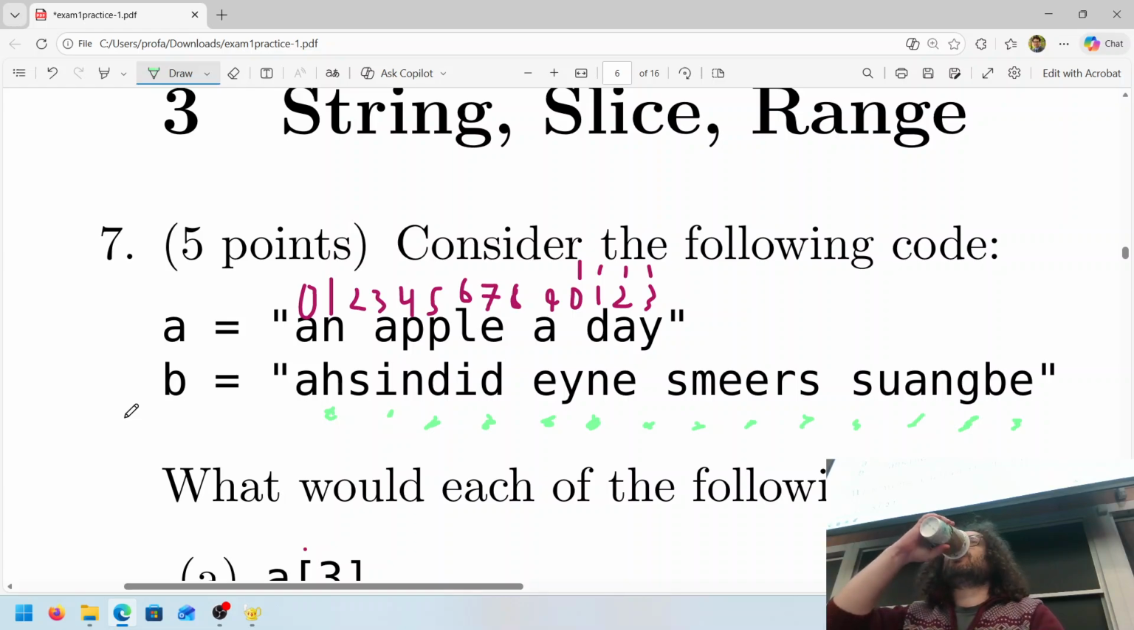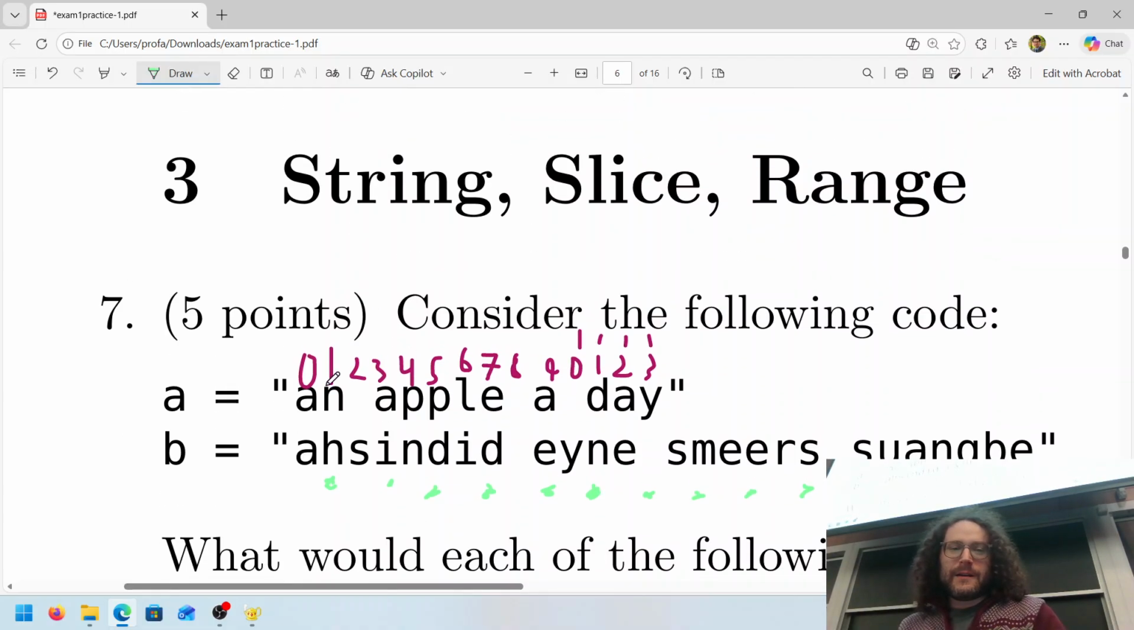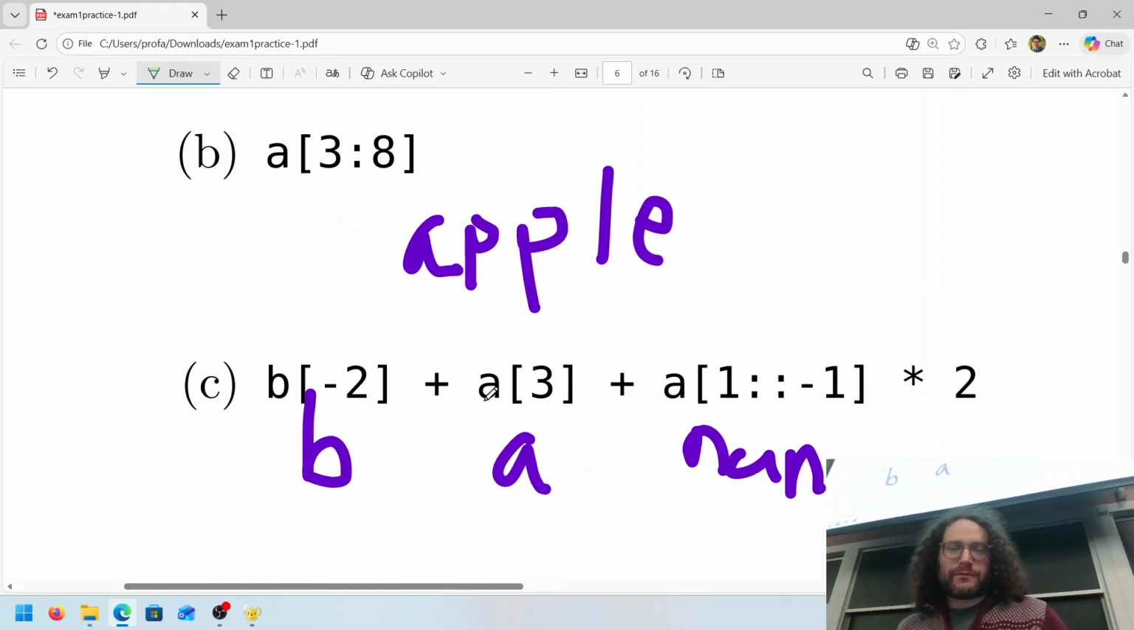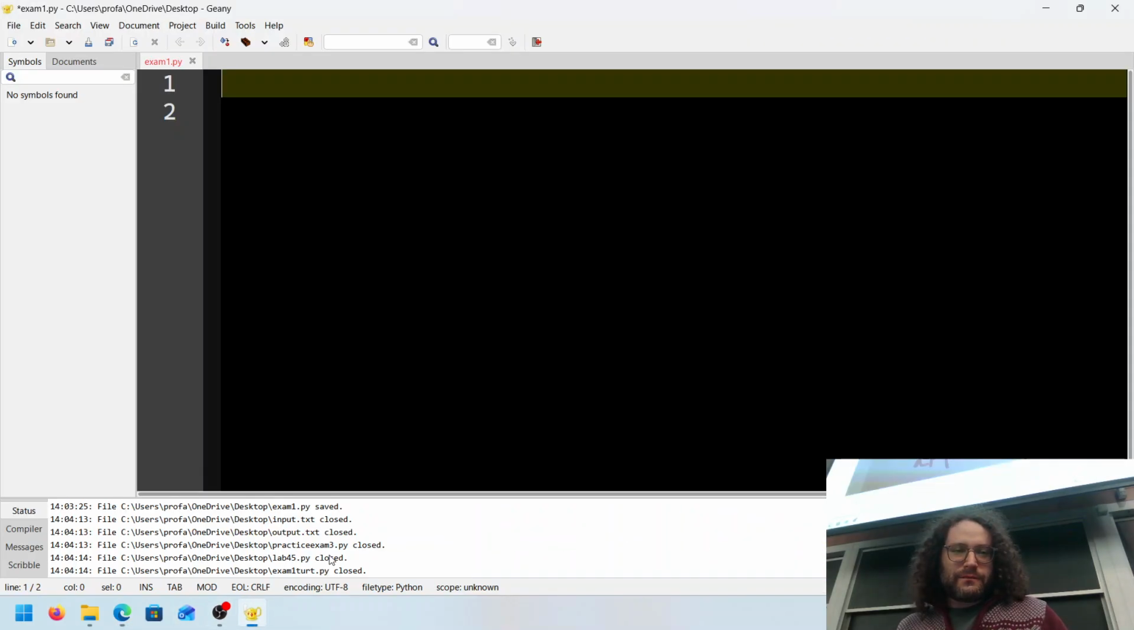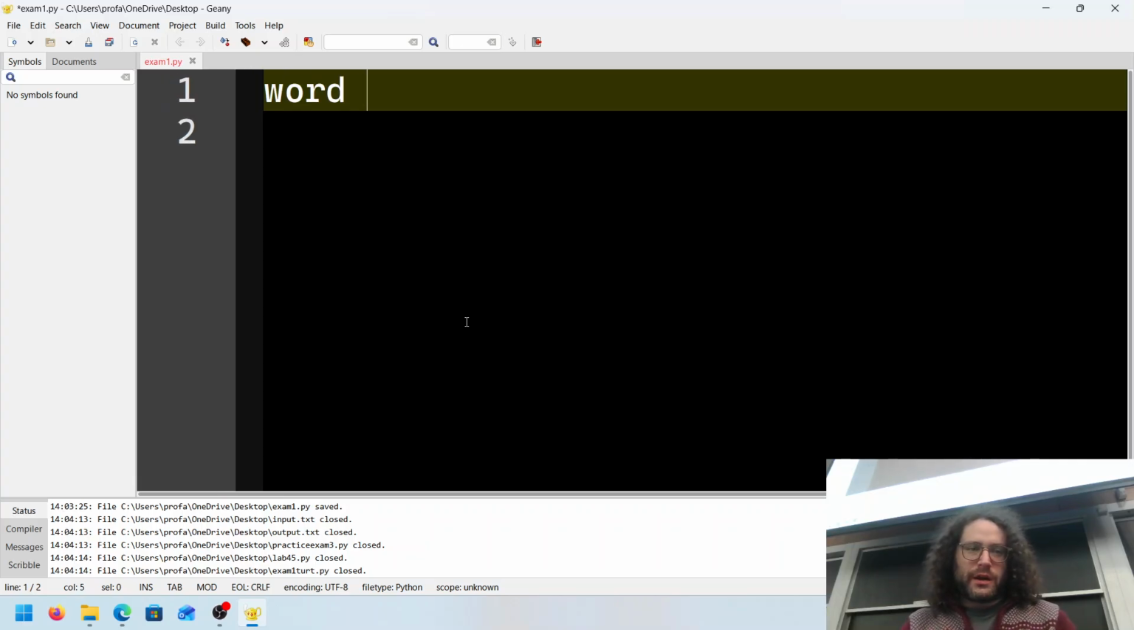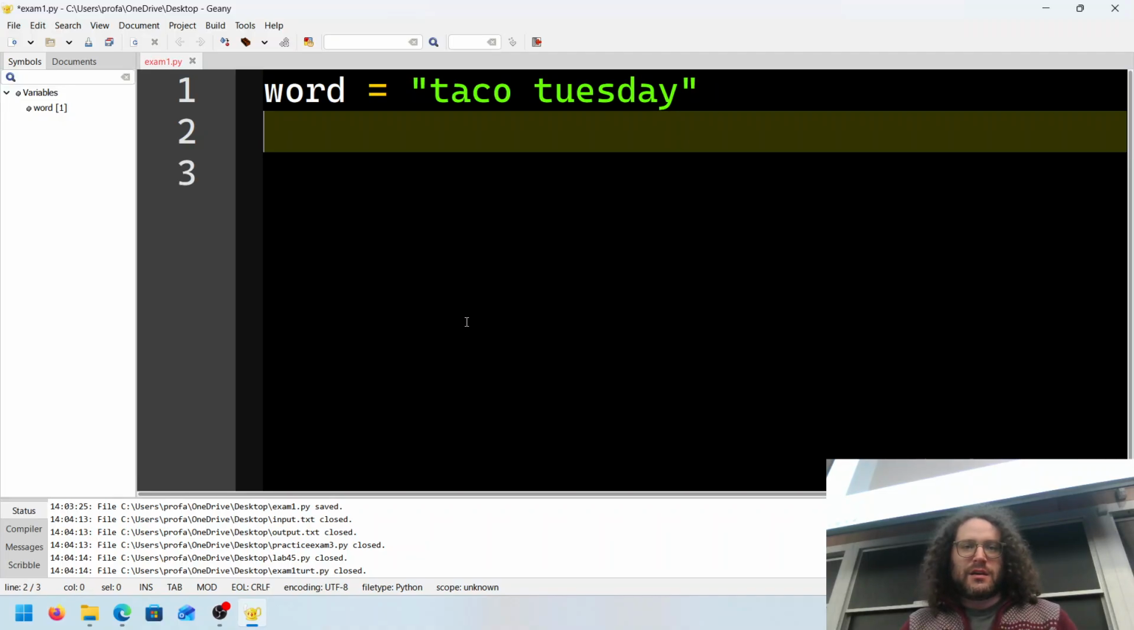Yeah, because I think I'm just confused with the negative, like why the response is backwards. So by default, what we're doing, we've got word is equal to, let's go with Taco Tuesday, right?